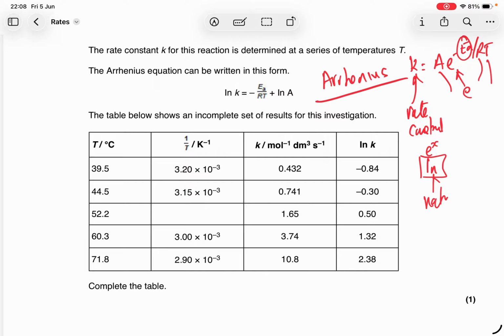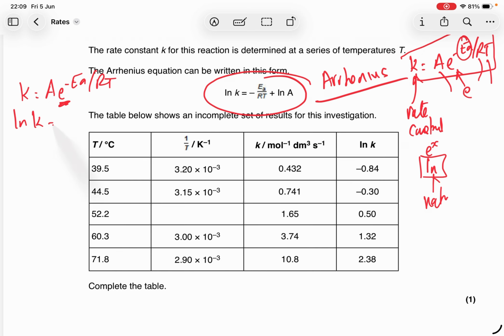So now you can write it in a linear form, written like what is circled in the question. Now you've got to learn both. So you've got to learn this equation. They're not going to give you this equation, and you've got to learn that you can make this into a linear form. The opposite or the inverse of exponential here is natural log. So if you natural log k, ln k = ln A minus Ea over RT.